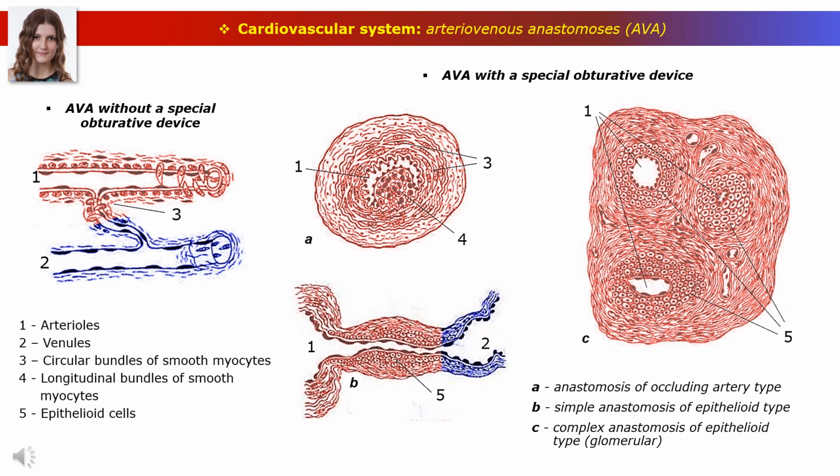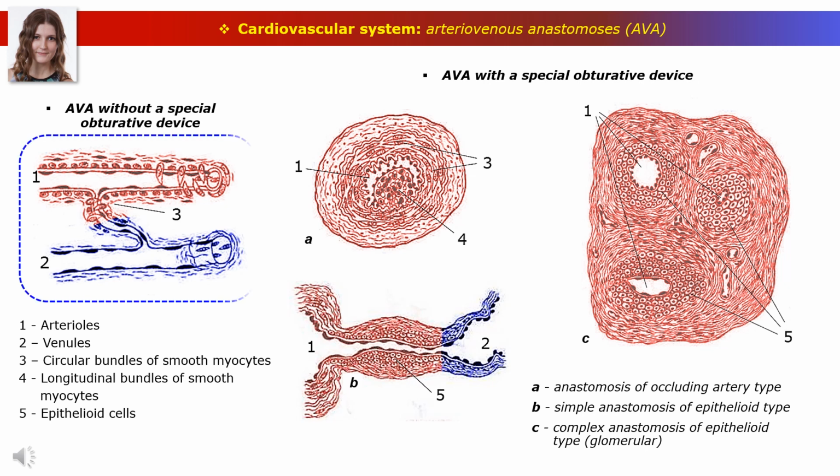Vessels that carry blood from arteries to veins, bypassing capillaries, are called arteriovenous anastomoses. They are present in almost all organs. Arteriovenous anastomoses are divided into anastomoses without special obturative devices, and anastomoses with special obturative devices.